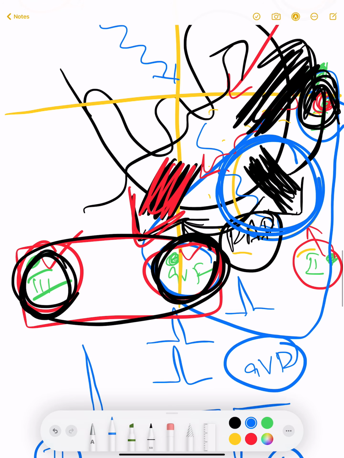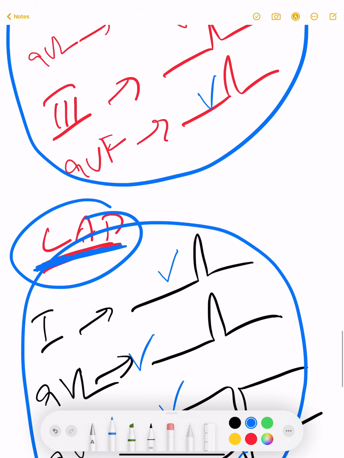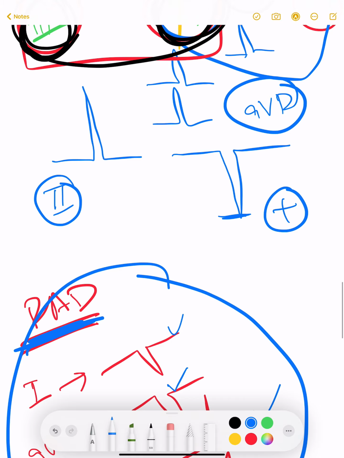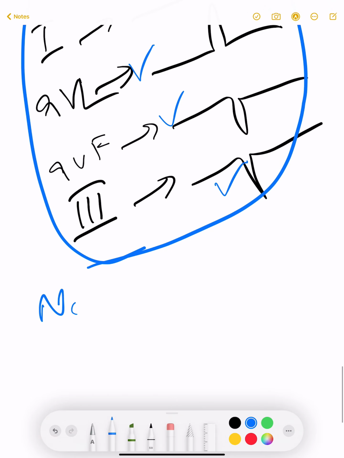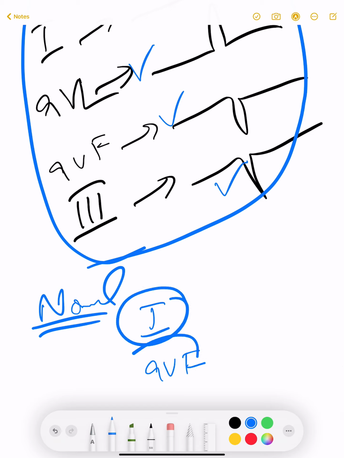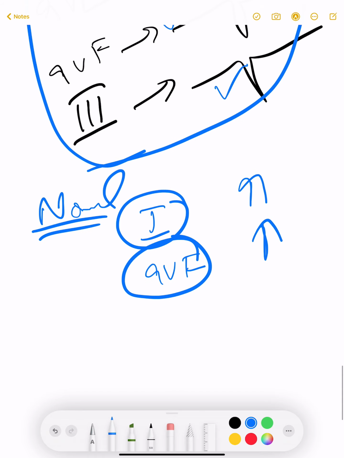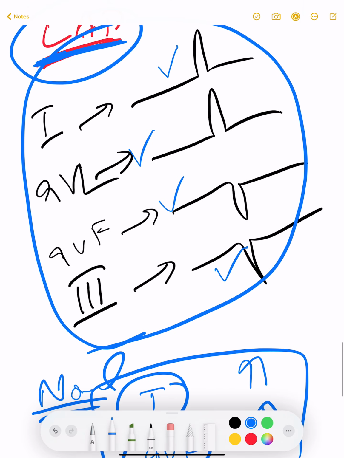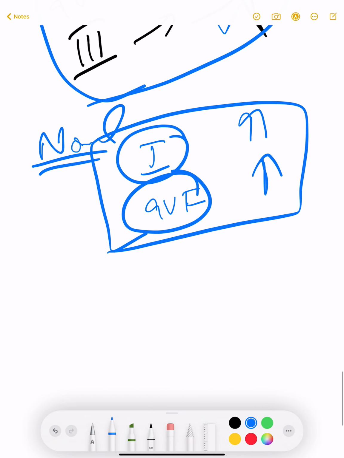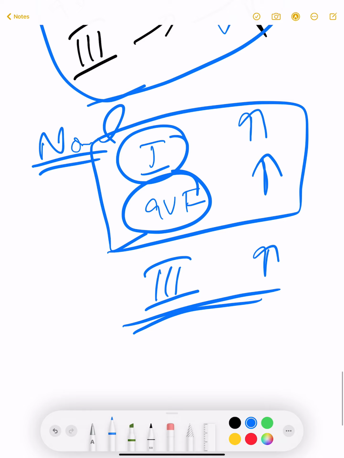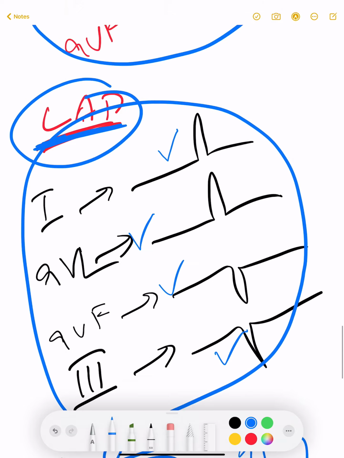In a normal axis, I didn't mention that. Normally lead 1 and lead AVF both will be positive. End of story. Lead 3 will also be positive, and AVL can be biphasic.